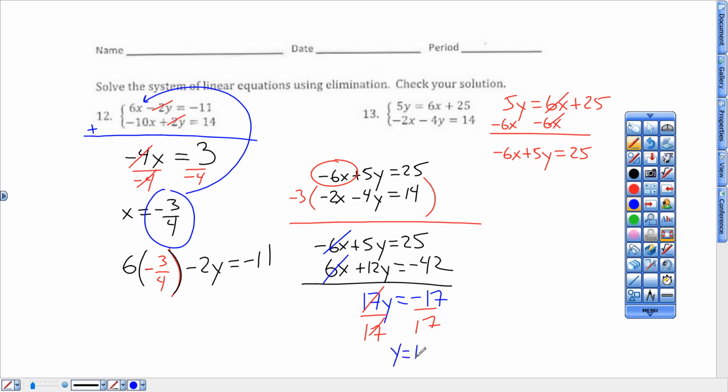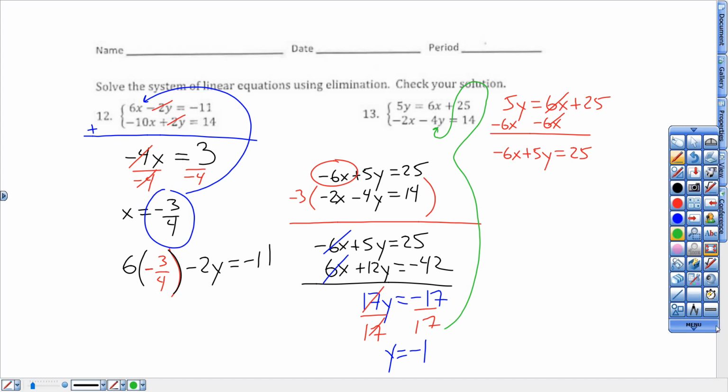Then I got to plug that negative 1 in. Make sure I get that y equals negative 1 there. Now I got to take that negative 1 and plug it in to one of my other y's and solve for x. I could use any form I want. I could use the original form I used. I could use the one I rearranged. I'm going to use that bottom one there. So here I go. I got negative 2x minus 4. Plug in that negative 1 right there.